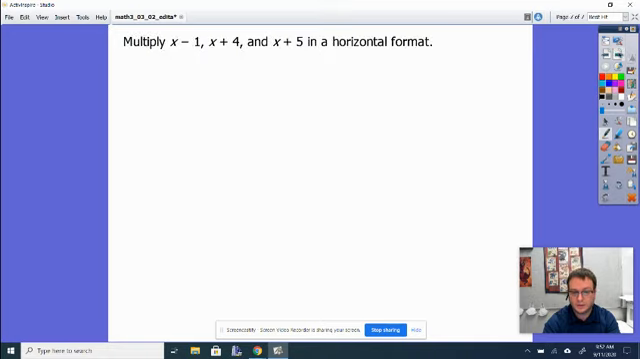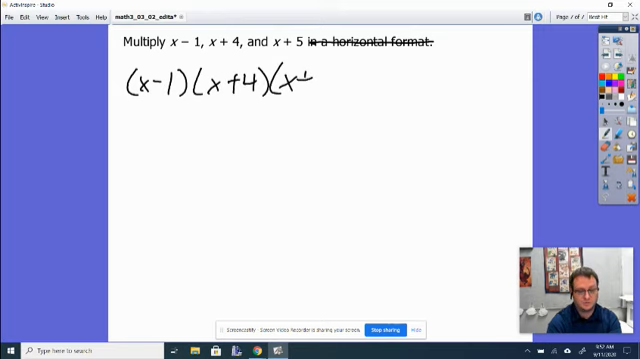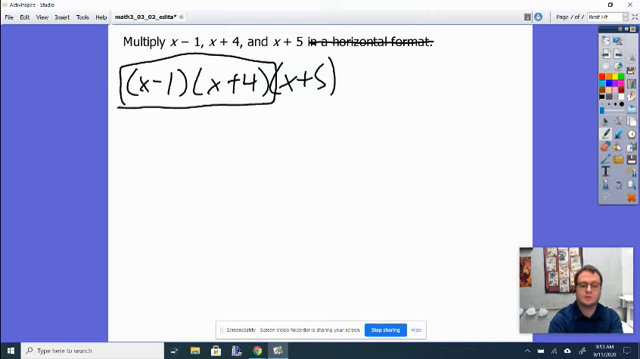Now the one extra thing you may need to do, and again, we're not going to do it in the horizontal format, is to multiply several terms together. So I have x minus 1, x plus 4, x plus 5. Unfortunately, unless you're really good about thinking in 3 dimensions, you have to do this 2 at a time. So I'm going to look at just this first part first. I'm going to ignore the x plus 5 for right now and bring it back later.